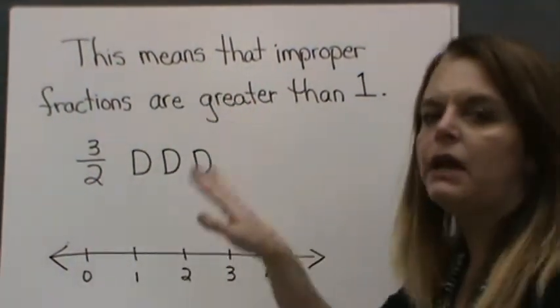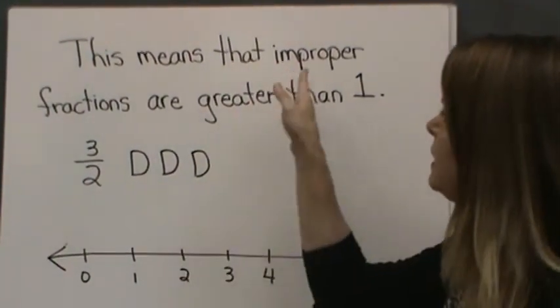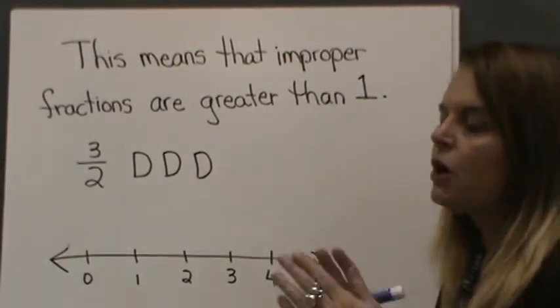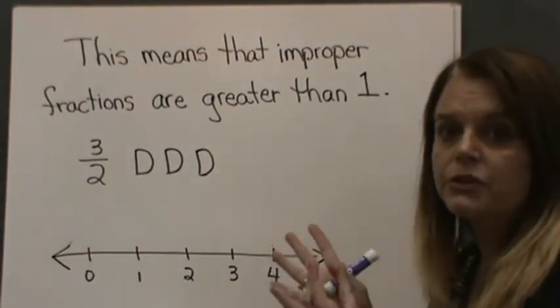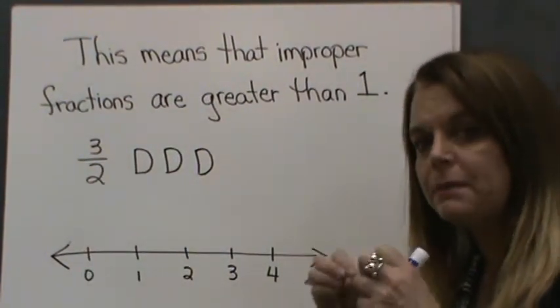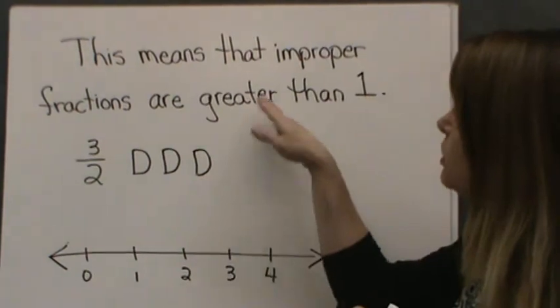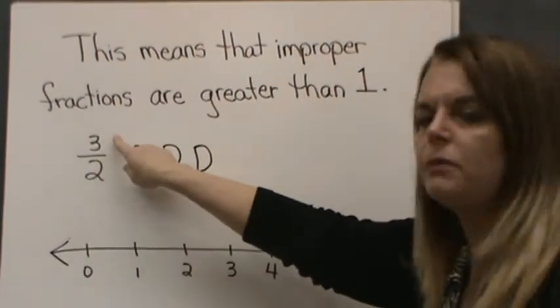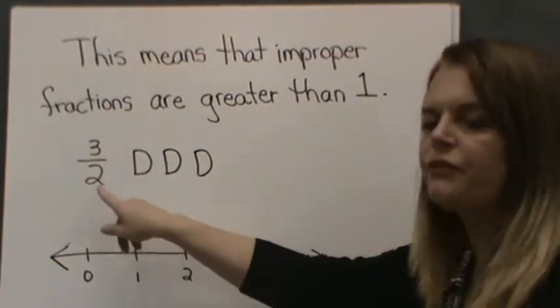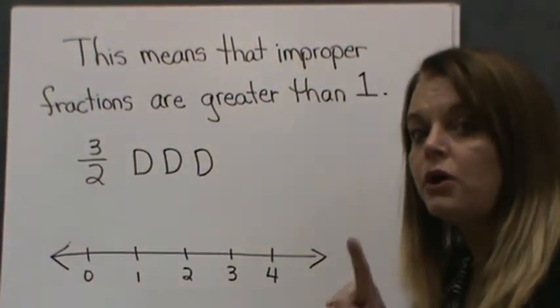When you see an improper fraction, this means that this fraction is greater than 1. Now we've talked about proper fractions being between 0 and 1. It's not quite the whole. It's a piece of the whole. But when you see an improper fraction where the numerator is larger than the denominator, you're going to know that there's more than one whole there.